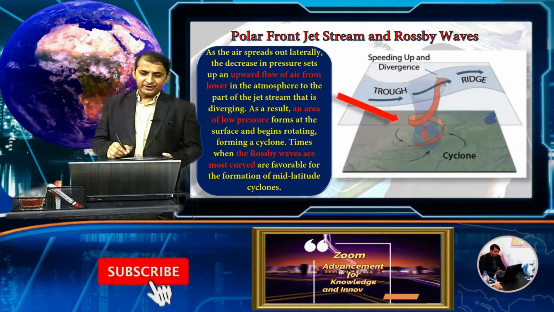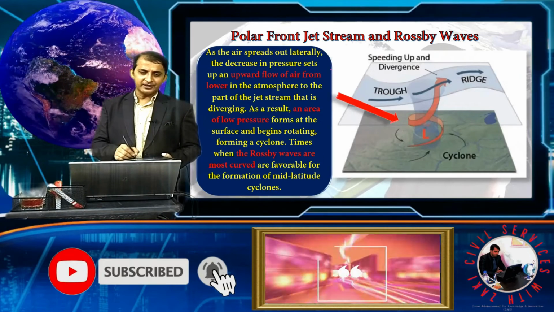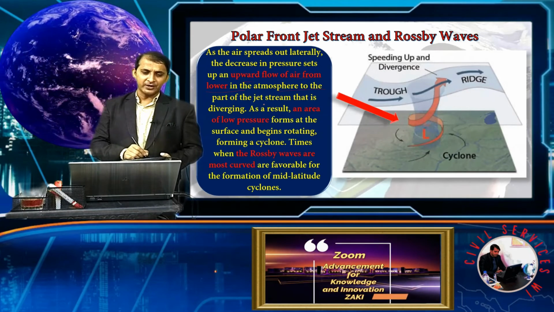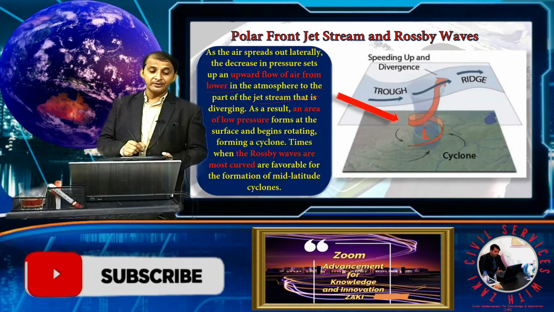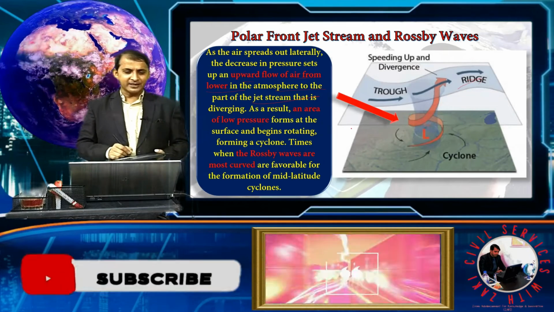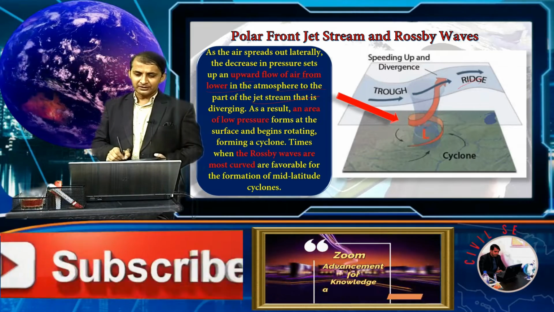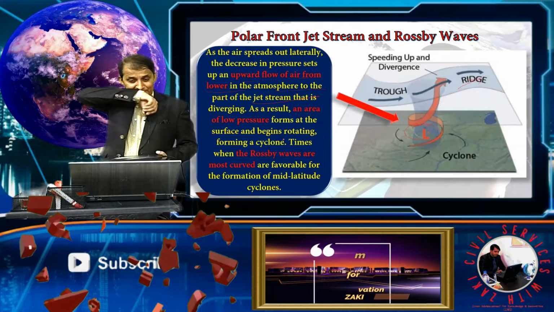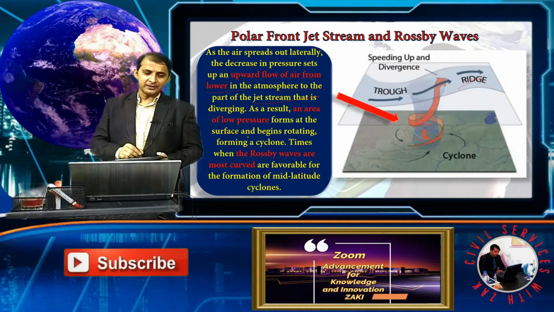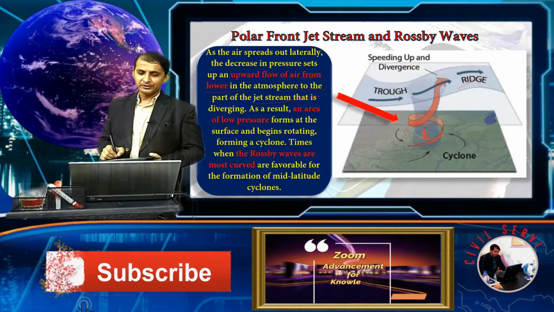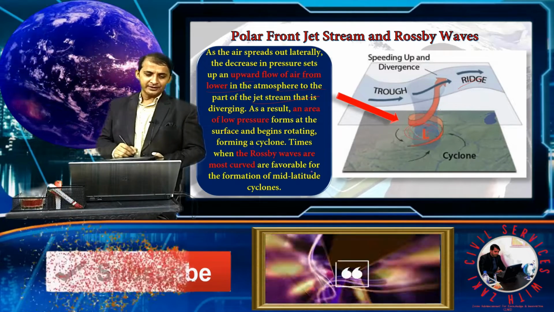The air is spread laterally with the decrease in pressure, setting up an upward flow of air from the lower atmosphere to the part of the jet stream that is diverging. As it diverges, an area of low pressure forms, and the surface begins rotating to form a cyclone. So this type of cyclone is created here.